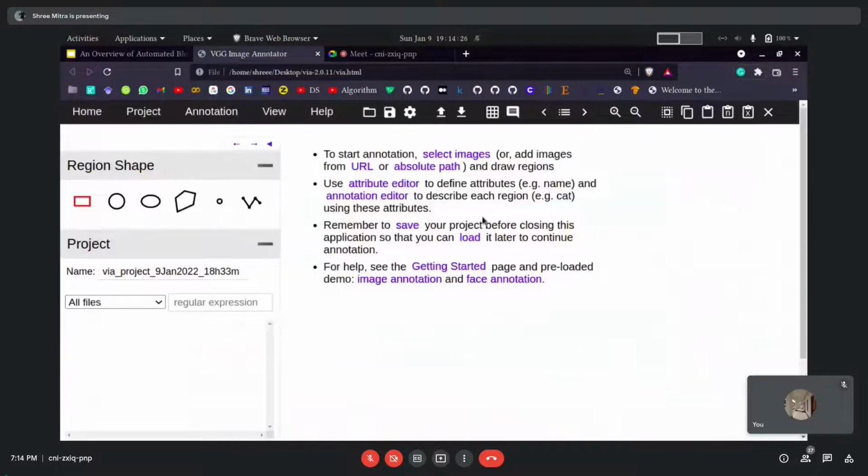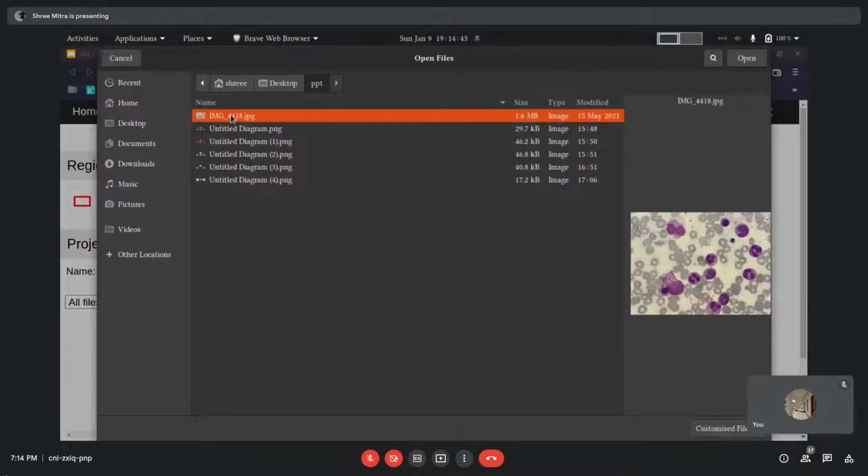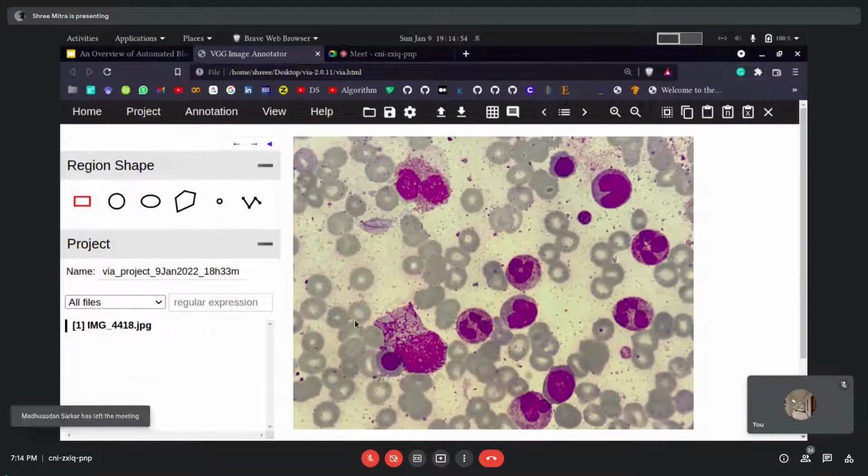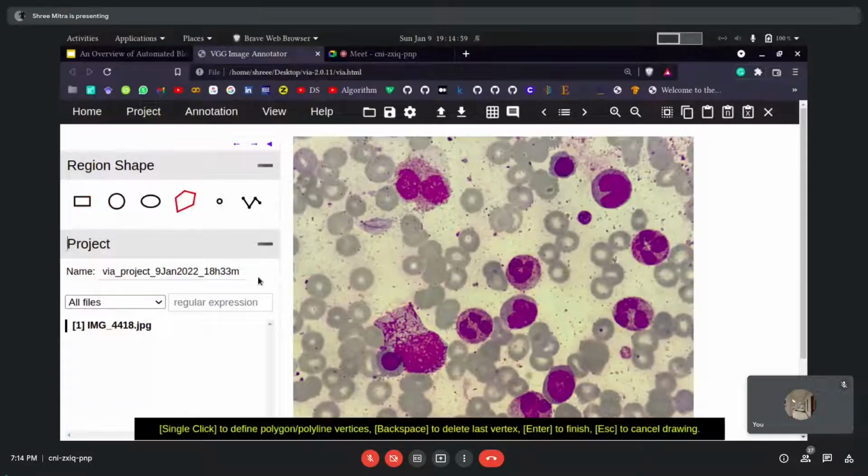This is a very popular software known as the VGG Image Annotator, which is designed by the Visual Geometry Group situated in Oxford University. So we are going to annotate an image. First select an image. This is basically a cell image, a microscopic image of erythroid and myeloid cells. There are mixed myeloid and erythroid cells. So I'm going to annotate this.